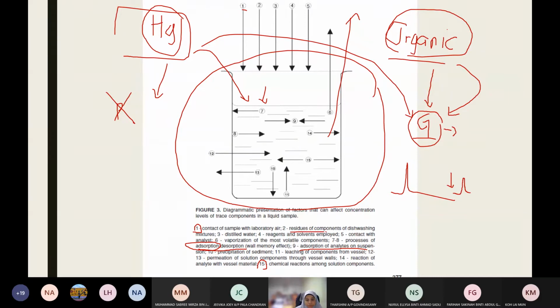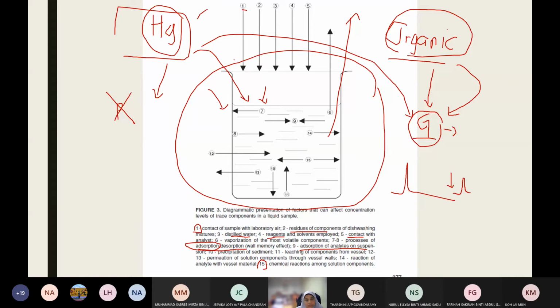Number two might come from the residue of your dishwashing mixture. Anything you use to wash can sometimes leave residue. Or there is contamination from distilled water, contamination from the reagent, contamination from contact with your analyte, and so on. So all these things might happen during your analysis. That's why we are so concerned about trying to minimize any factor that contributes to the error.